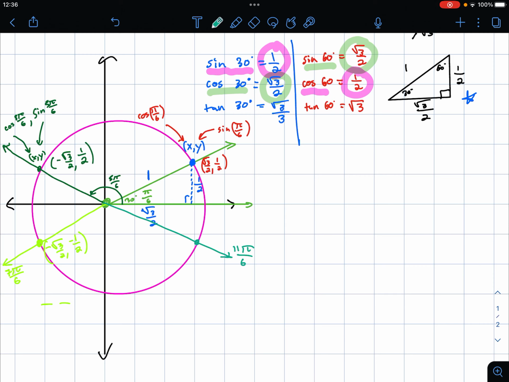And so our x y coordinate, we still have the same ratios. It's going to be root 3 over 2, but our y is negative, negative 1/2. And so this entire set of root 3 over 2, 1/2; negative root 3 over 2, 1/2; negative root 3 over 2, negative 1/2; root 3 over 2, negative 1/2. That is all coming from the reference angle of 30 degrees, and that gives us the ratios that allow us to calculate all these different trig functions.